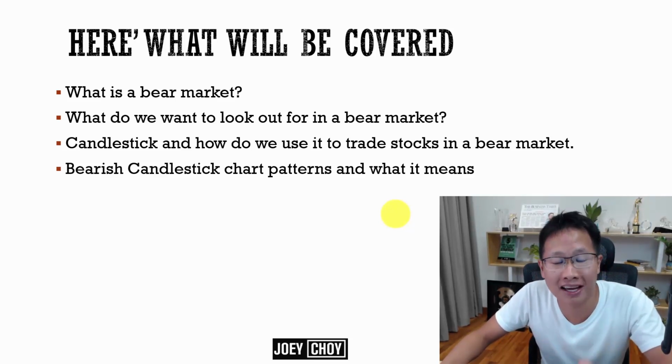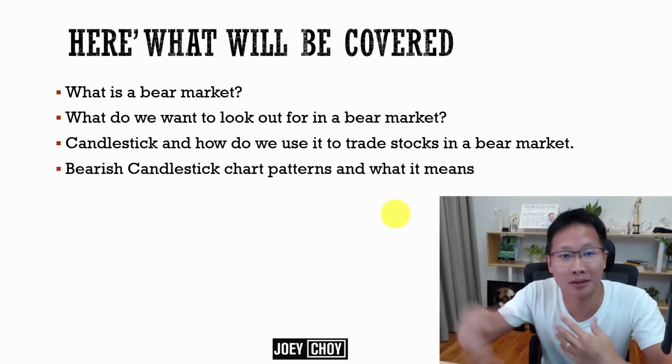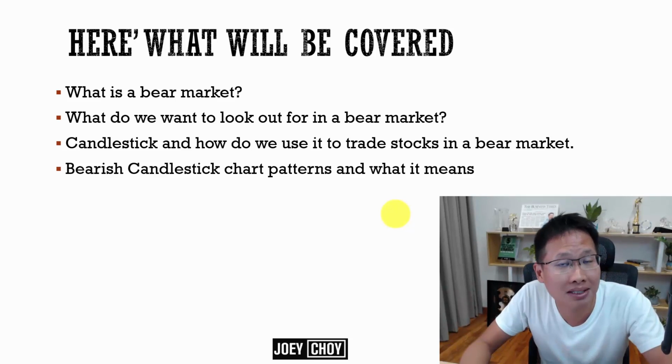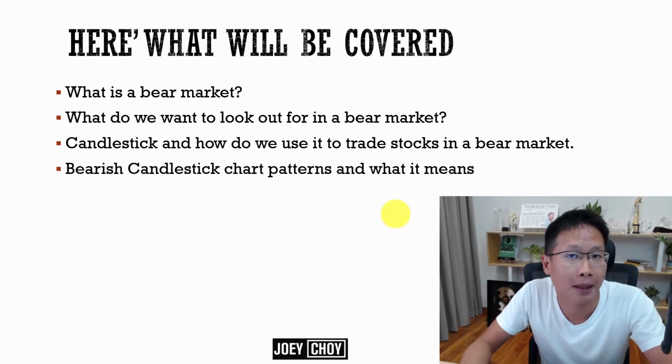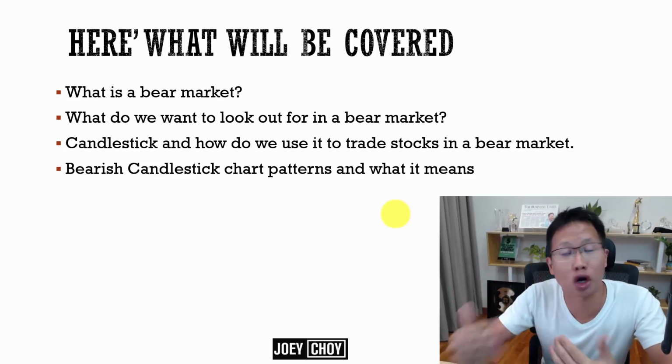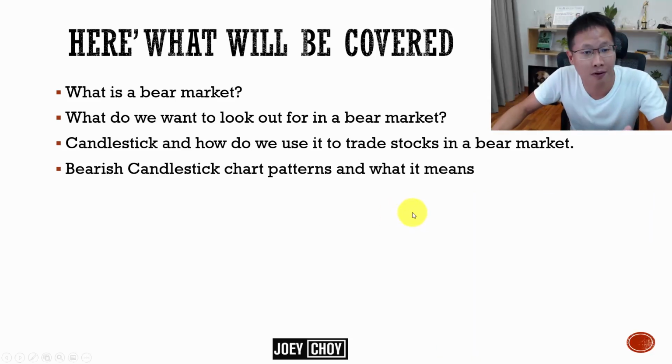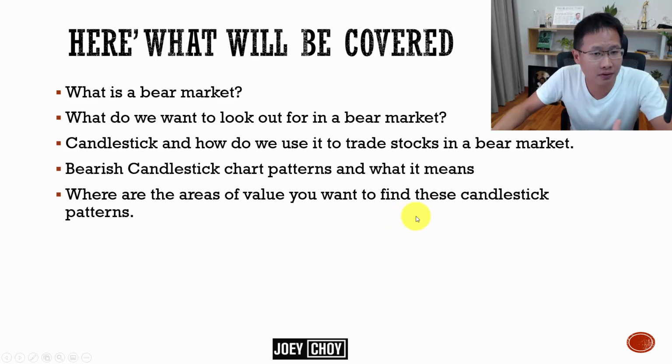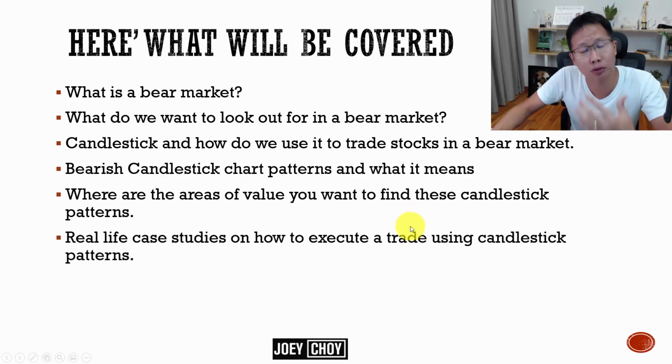And where do you want to find these bearish candlestick patterns? It's not just anywhere randomly in the chart. You want to find them at the right places, at the right areas of value, as we call it, and that's where we could potentially see more downside, or if you take a short position, you can ride the weakness even more. So where are the areas of value where you can find these candlestick patterns? And of course, we look at some real life case studies as to where to actually find these candlestick patterns. So are you ready?